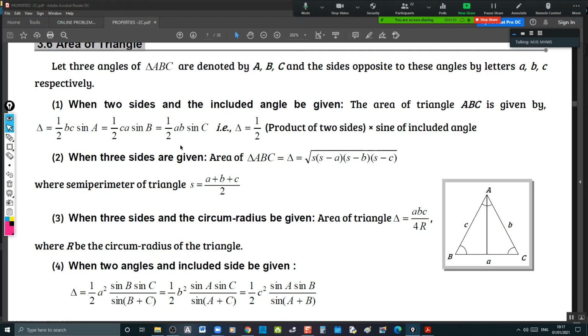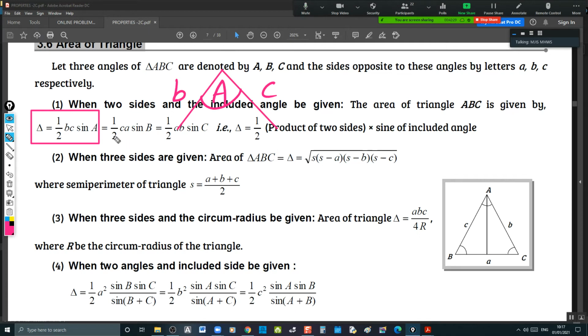Now, first one is half ab sine C or half bc sine A. Please, all of you, delta equals half bc sine A. Okay, how to understand that this formula can be applied? Two sides and the included angle are given. That's it. What are the two sides here? b and c. What is the included angle here? A. When it is given like this, you can find out the area.